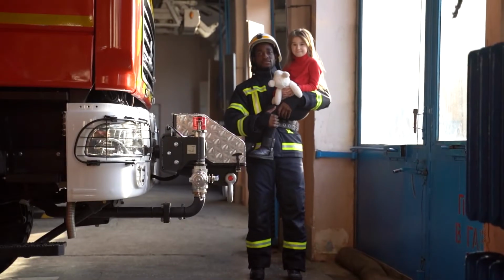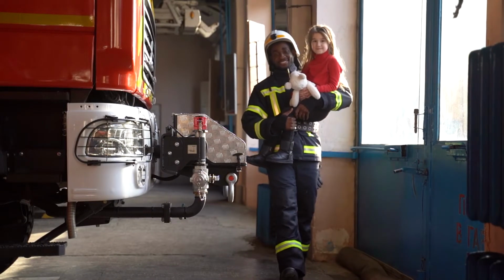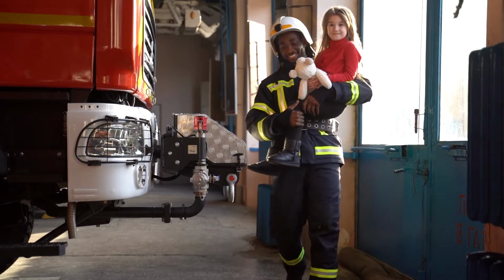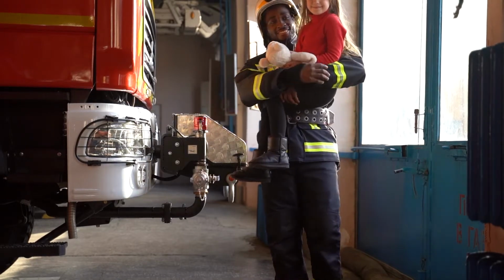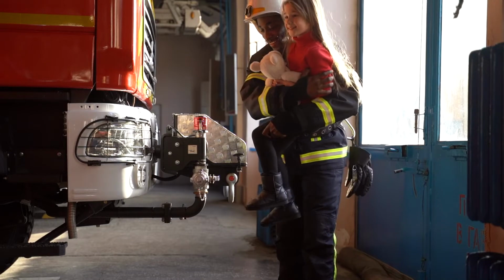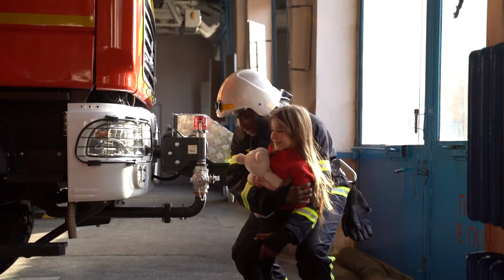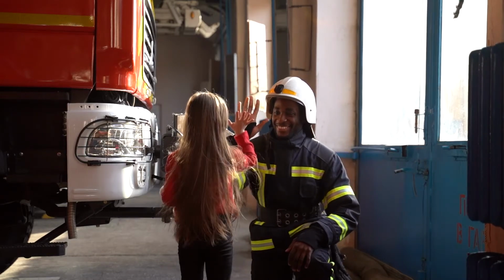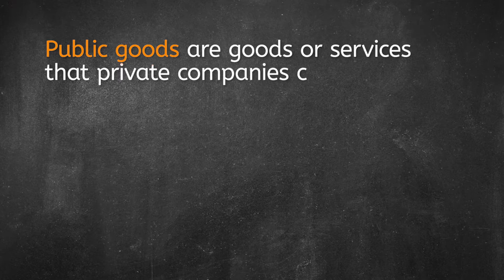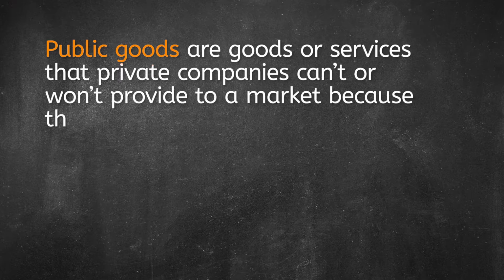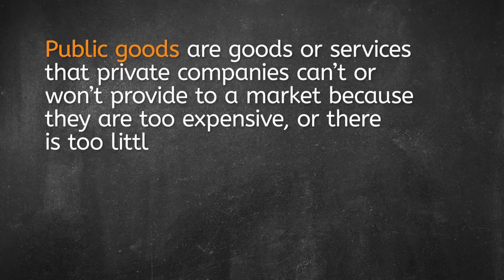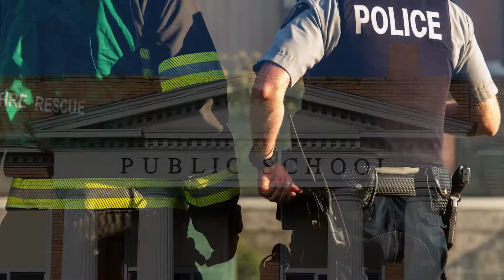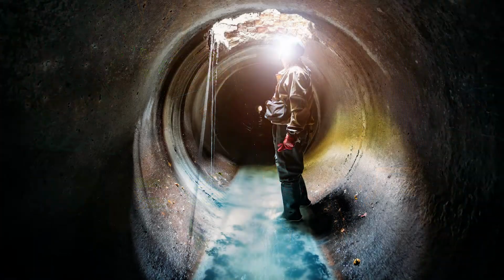There are some times when citizens want and need certain goods and services, and private businesses don't meet those needs. In these cases, the government uses fiscal policy by using your tax dollars to step in and meet the needs of citizens by providing what we call public goods. Public goods are goods or services that private companies can't or won't provide to a market because they're too expensive or there's too little profit. Some examples of public goods include education, police and fire departments, and sewer systems.